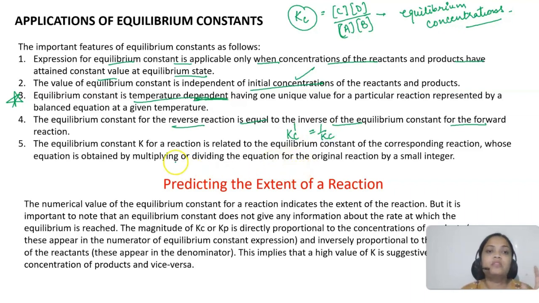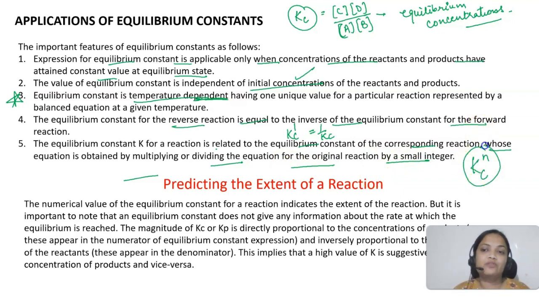Then the equilibrium constant K for a reaction is related to the equilibrium constant of the corresponding reaction whose equation is obtained by multiplying or dividing the equation by a small integer. It means we will just be relating them, right? We discussed that Kc becomes Kc raised to the power n, so that's what it is talking about. So these are some features of equilibrium constant.